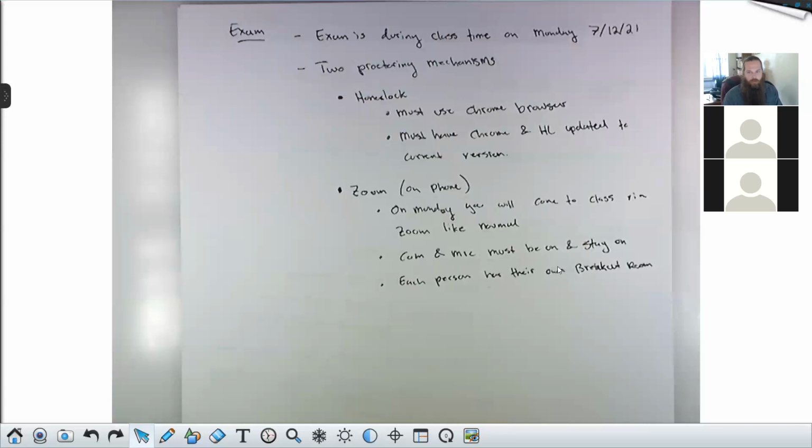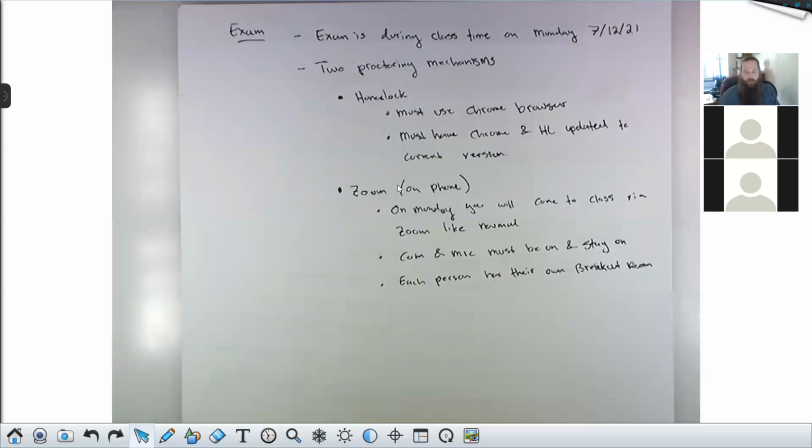Now on Zoom, I'm going to be dropping into your breakout rooms, right? I'm going to bounce from room to room and just check in on you, see how you're doing. Be aware Zoom will be recording you and HonorLock will be recording you. HonorLock will record your screen and your laptop webcam. Zoom will record whatever Zoom's camera is pointing at. So your phone's camera is going to be pointing at your desk, your hands, your lap. So all of those things will be recorded. You may want to be mindful of that before you sign in for the exam.